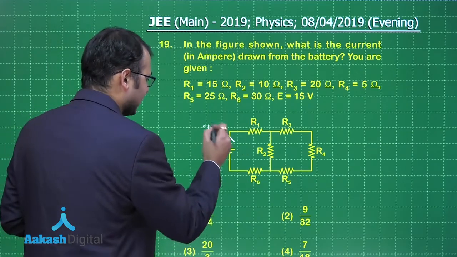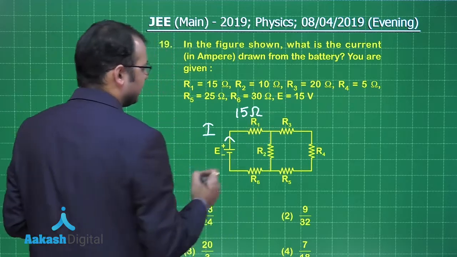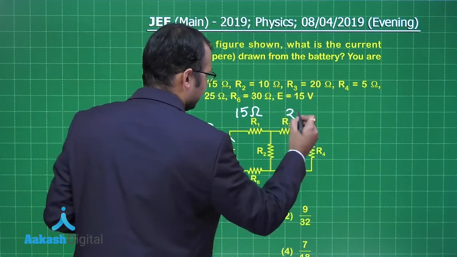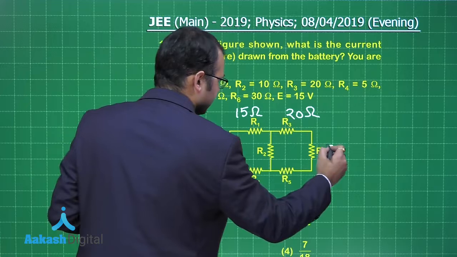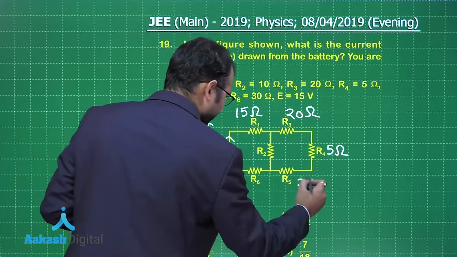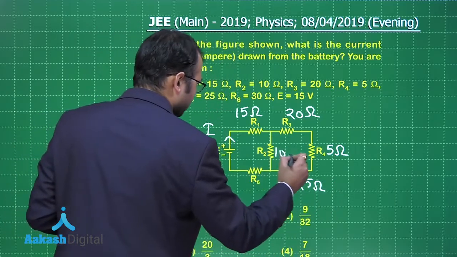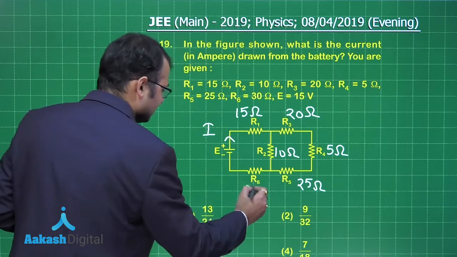And various values of resistors are given. So let's take this as I. Here R1 is given as 15 ohm, right? This R3 is given as 20 ohm. R4 is given as 5 ohm. R5 is given as 25 ohm. R2 is given as 10 ohm and R6 is given as 30.